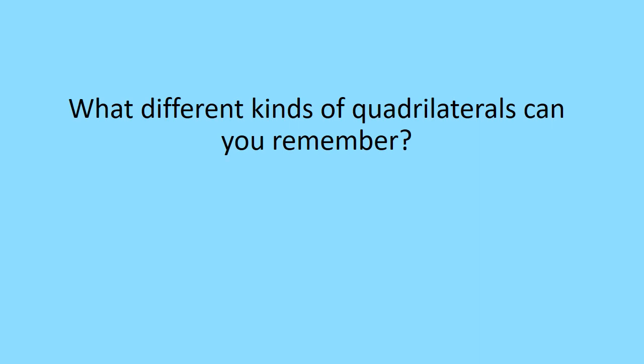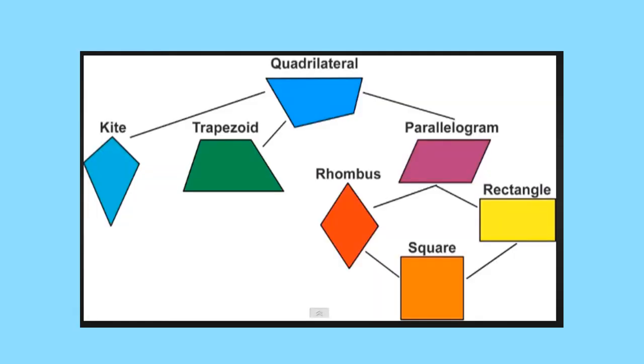So before we go on to our main problem solving for today, have a think about the different kinds of quadrilaterals that you can remember. Here's a picture to help. At the top, in the blue, you can see an irregular quadrilateral. The lengths of the sides and the angles are different, so this one is an irregular shape. Then there's a kite, a trapezoid, and a parallelogram.